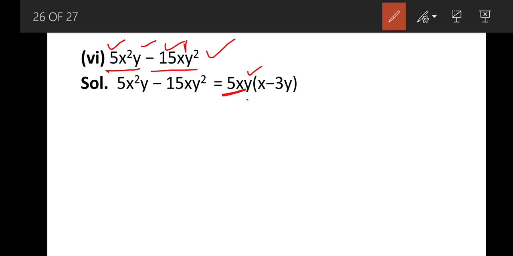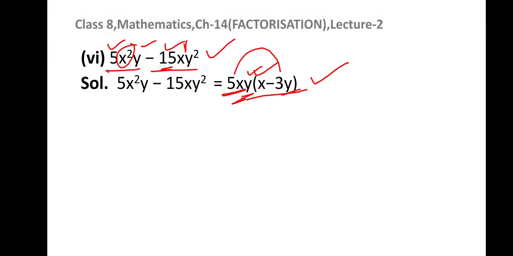So what is left inside the bracket? X square was there. So 1 time x is left inside the bracket, minus 5 into 3 will give you 15. So 3 I have written. Y 1 time I have written outside, 1 time it will be written inside the bracket. So your answer is 5xy bracket x minus 3y.